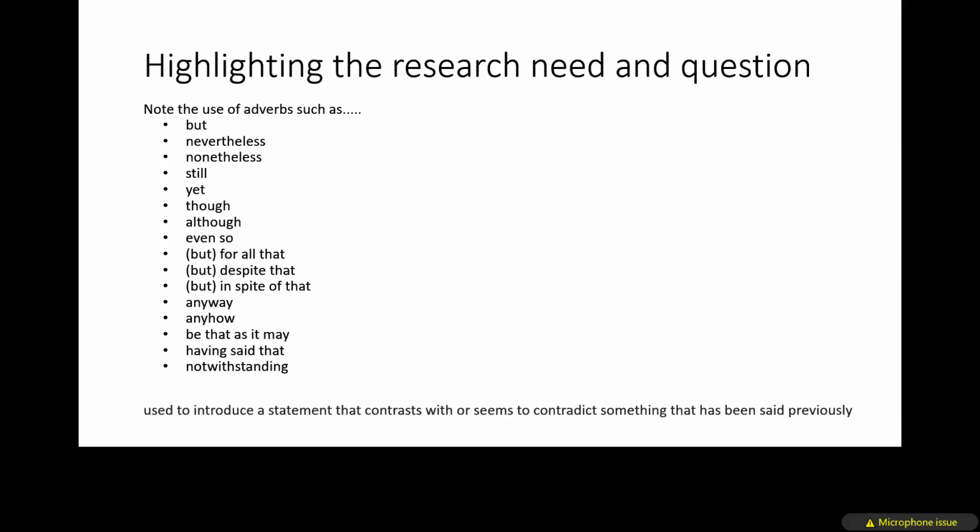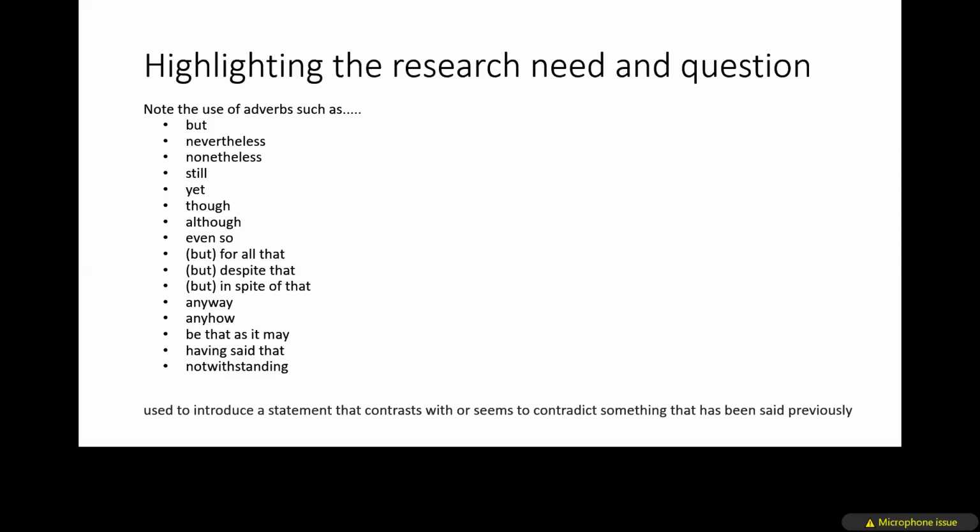One thing that you need to try to understand is how writers highlight a gap in knowledge, the need for conducting the research, how to formulate the research need, and then the methods and the objectives, right? Now let us see how we do that effectively.